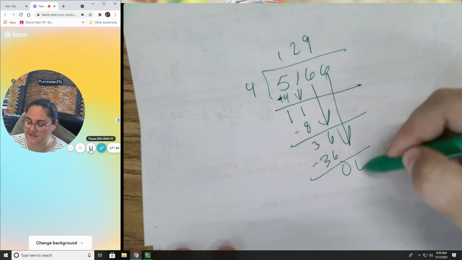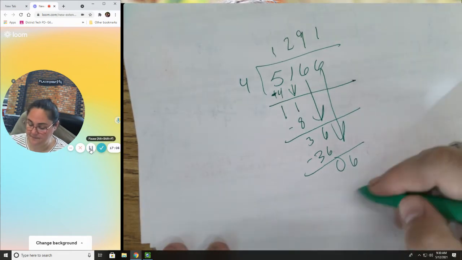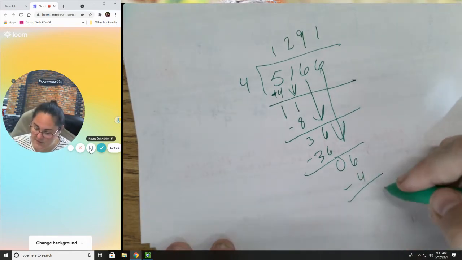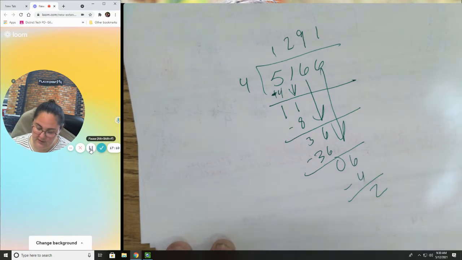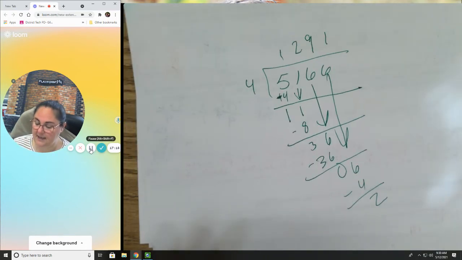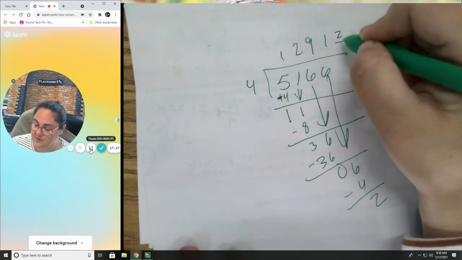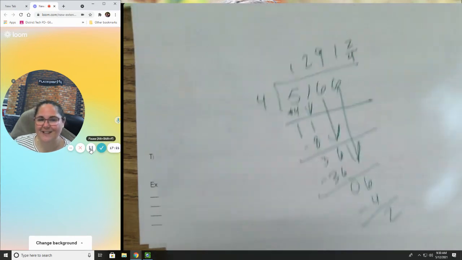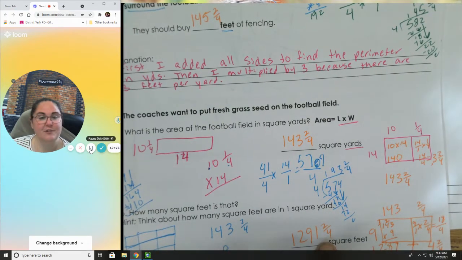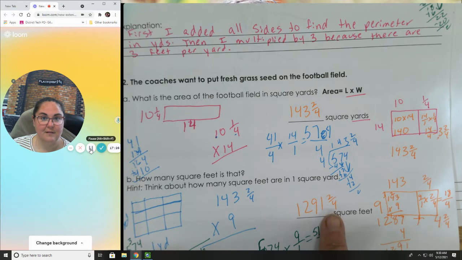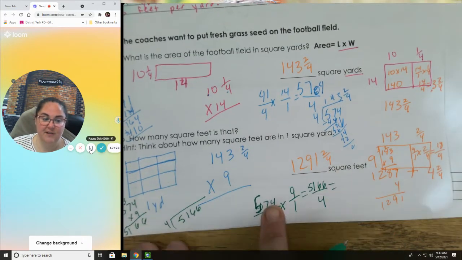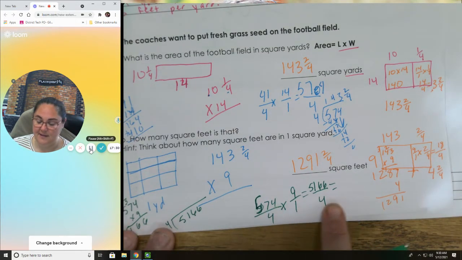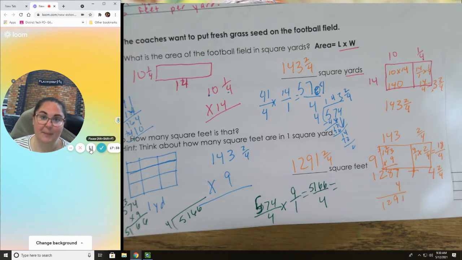4 goes into 6 1 time with 2 left over. Done. 2 becomes my numerator, 4 becomes my denominator. 1,291 and 2/4, which is what we got. So if you did it this way, that is okay. But again, a lot larger number.